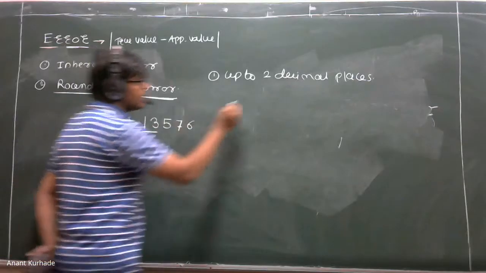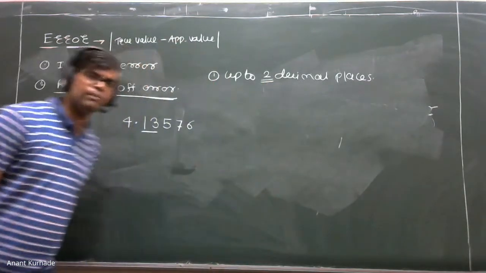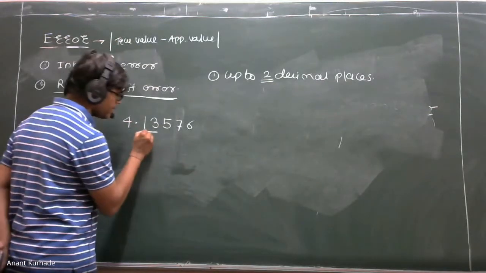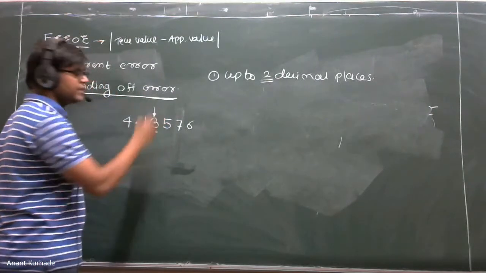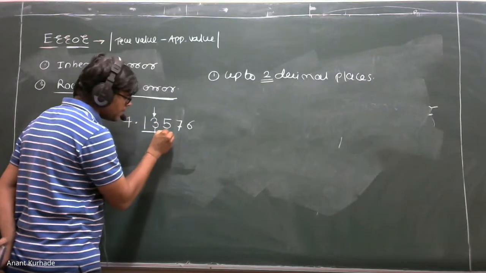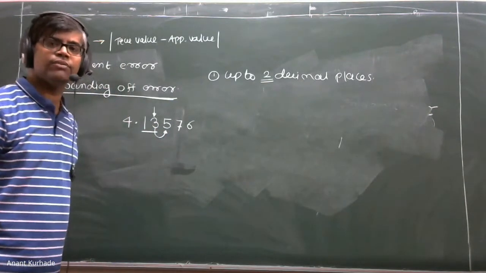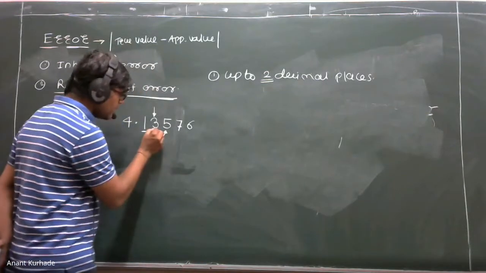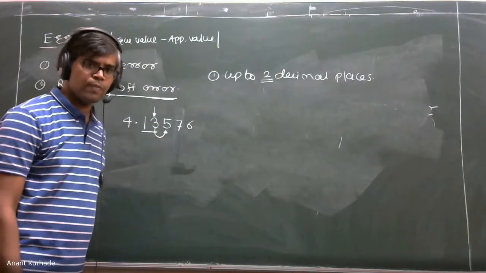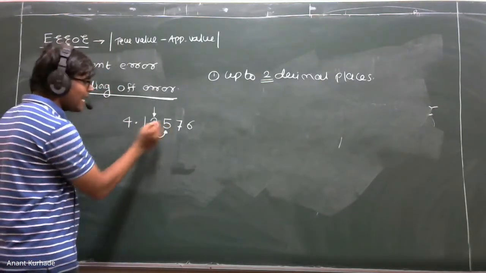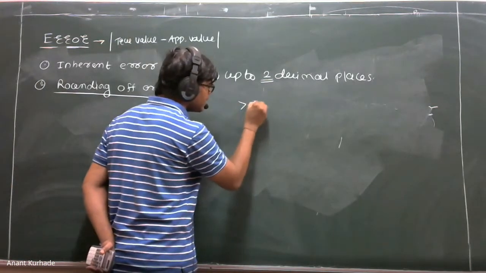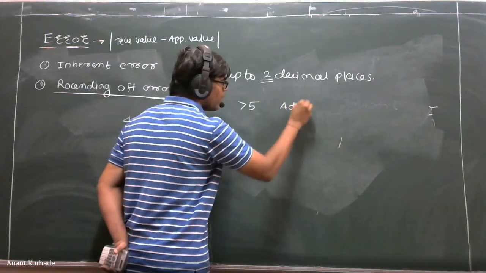Now see, it is given to round up this number up to two decimal places. So please check the first and second decimal place numbers. It is 3. Then check the next decimal place number. It is 5. So there are three conditions. If your next decimal place is greater than 5, then add 1 to the previous number.